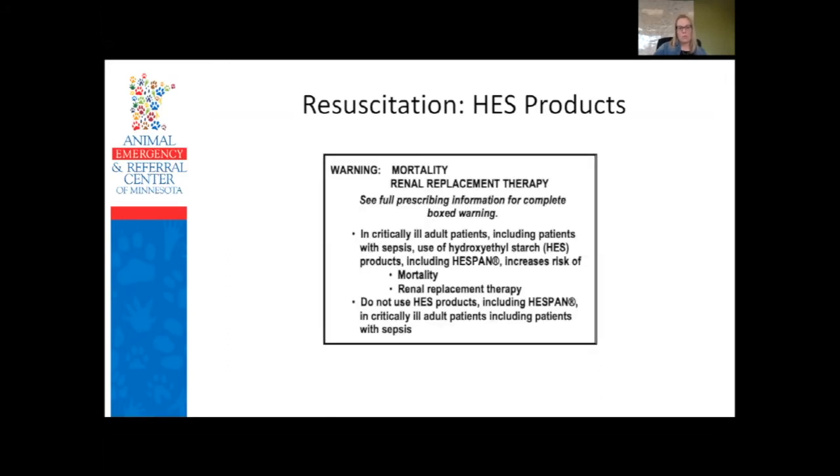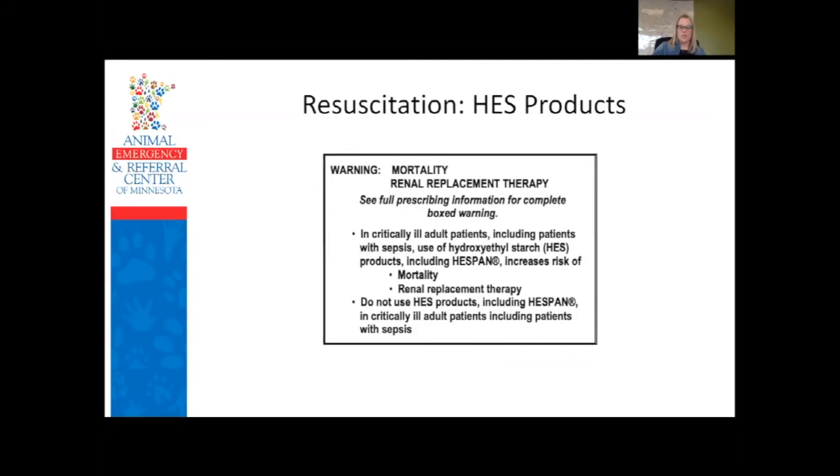So much so that the FDA has actually given a black box warning on hydroxyethyl starch products in the human world. And this black box warning on all these products states that in critically ill adult patients, including septic patients, so the patients that you may think would benefit the most from a product that would increase their colloid oncotic pressure, use of these products in multiple studies has been shown to increase the risk of mortality and increase the incidence of need for dialysis. So maybe we don't really want to use them.